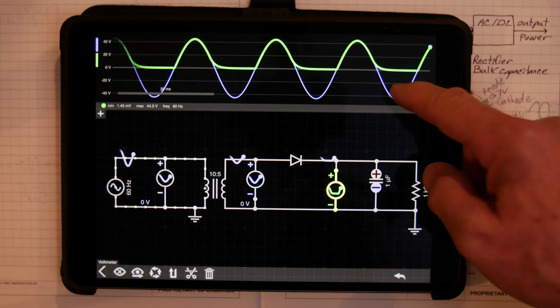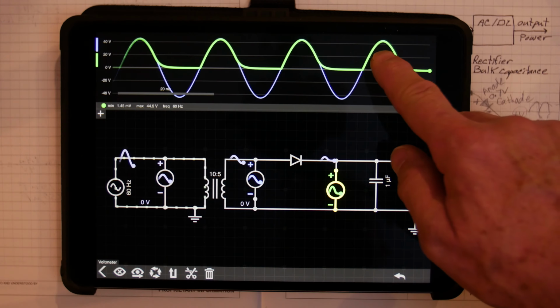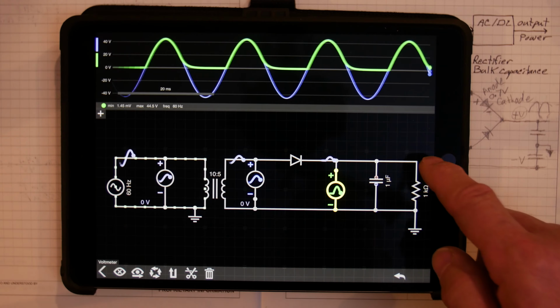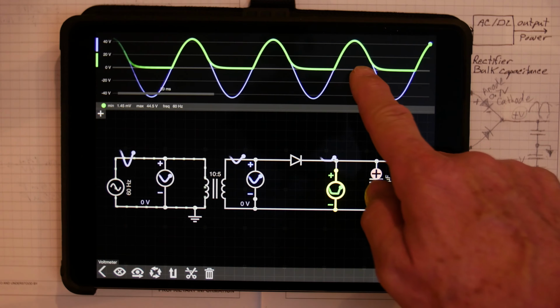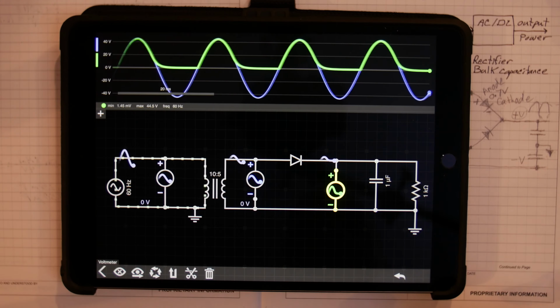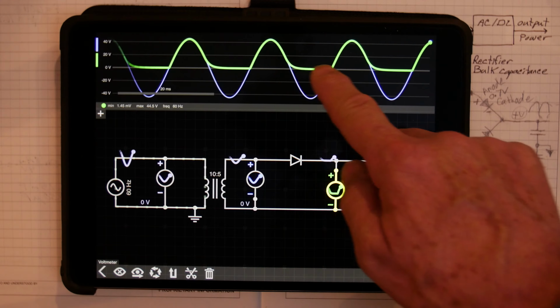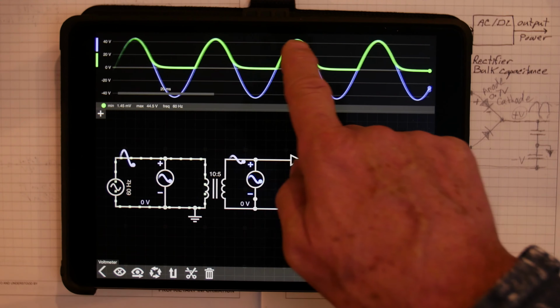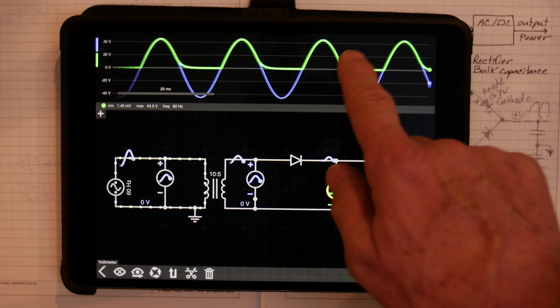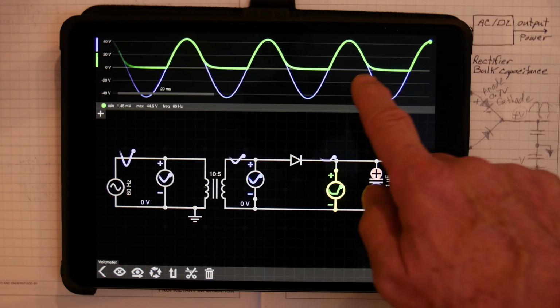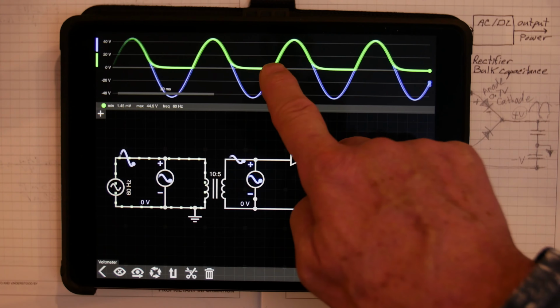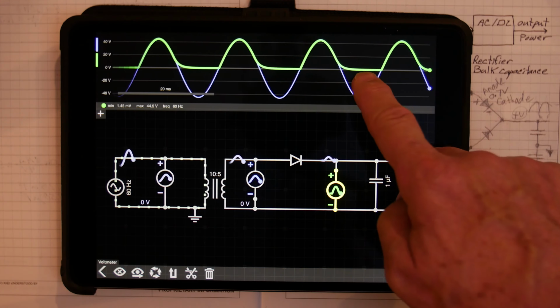It's hard to see on this scale, but you can just kind of see a little blue up on top, and you can see a little bit of a curve here. So let's make this capacitor a little bit bigger, because it's not what we want. We want to have very little ripple, and right now we have a lot of ripple. But what we have now is a pulsating DC waveform.